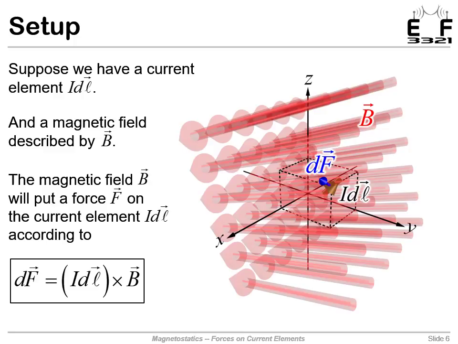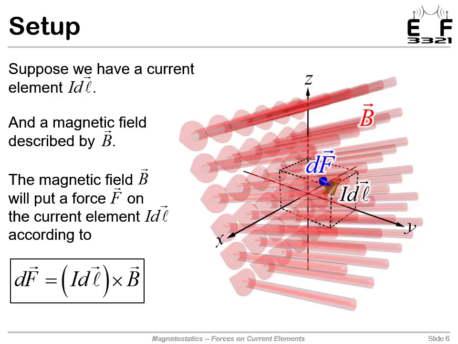Now, because it is a differential current element, that force will be a differential force. And the equation describing that is given on this slide. We're going to derive it next. Now, there's a cross product here. That tells us that the force on that current element will be perpendicular to both the direction of the current in that element and the magnetic field.